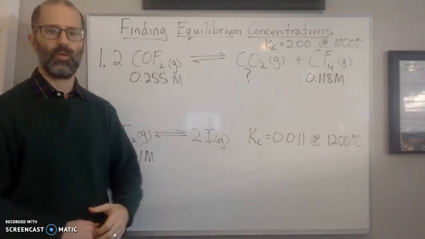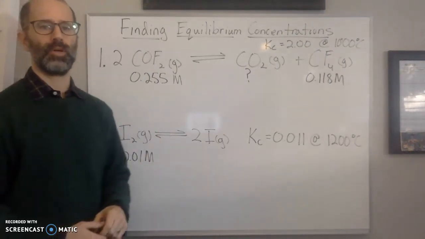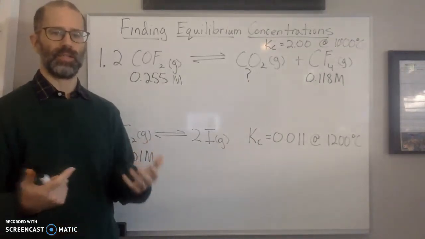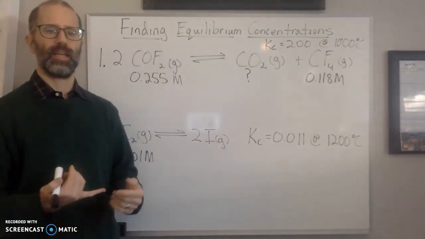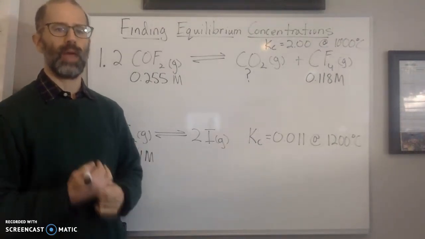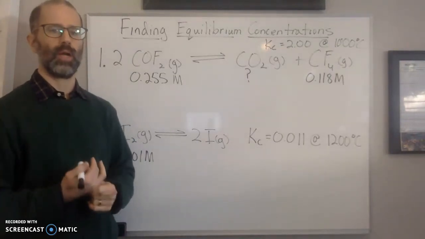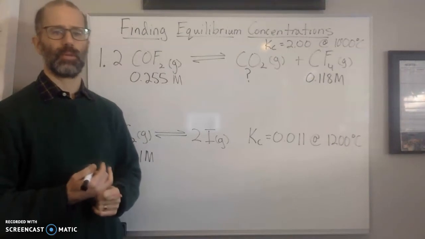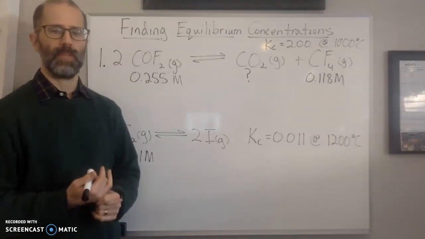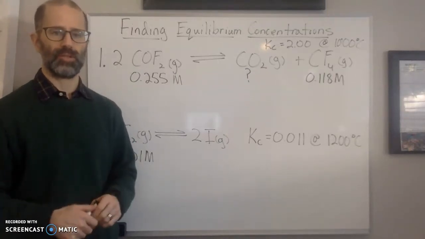My name is Mr. Kowalt, and in this video I will be going over how to find the equilibrium concentrations when all you're given in the problem is your balanced equation and the equilibrium constant, along with all the equilibrium concentrations except for one thing. So you're missing the equilibrium concentration of one product or one reactant. And so how would you do that? How would you figure out the missing equilibrium concentration?